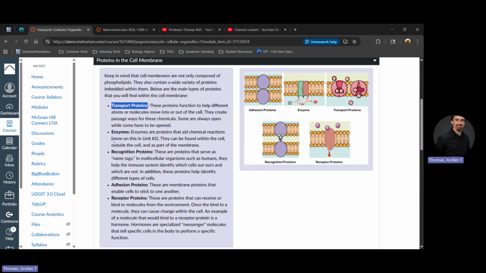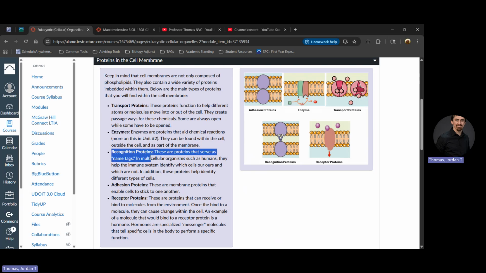Enzymes. Enzymes are proteins that aid in chemical reactions. We'll go over this more in depth in unit 2. So they are found within the cell, they are found outside the cell, and they can be part of the membrane. So they simply aid in chemical reactions, the changing of one molecule to another.